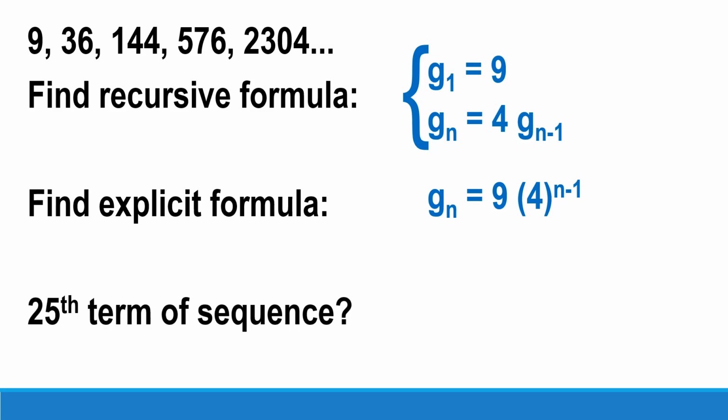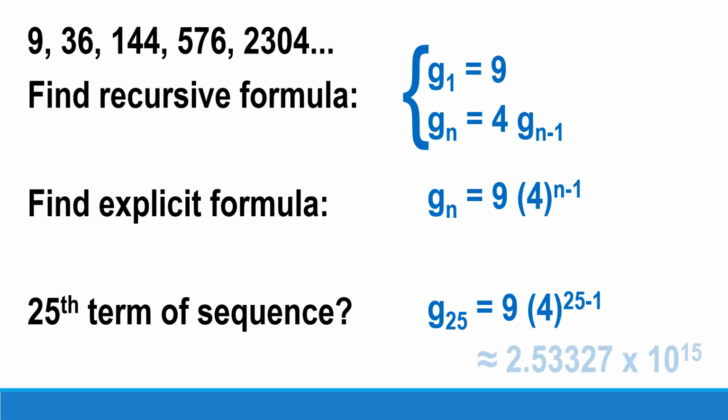As we try to figure out the 25th term of the sequence, which of the two formulas would make most sense? A formula that would be done recursively, where you have to find 24 terms before that point, or an explicit formula where we can jump to the 25th term directly. We'll use the explicit formula. We will go g sub 25, because that's what n is right now, equals 9 times 4, in which 4 is then raised to the 24th power. And that works out to approximately 2.53327 times 10 to the 15th.